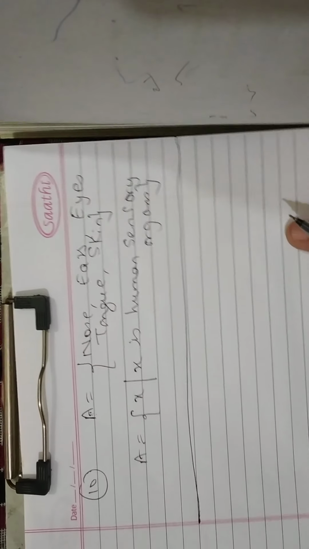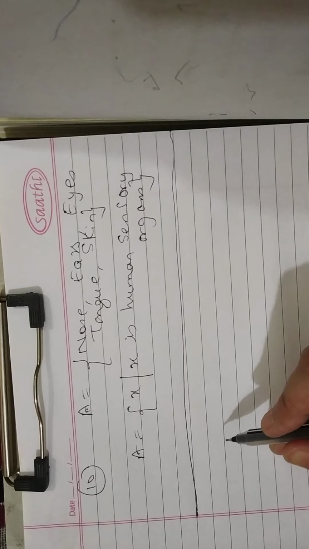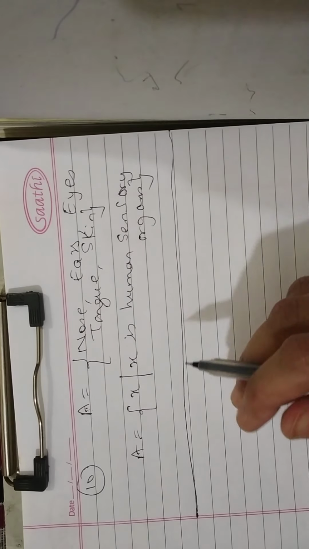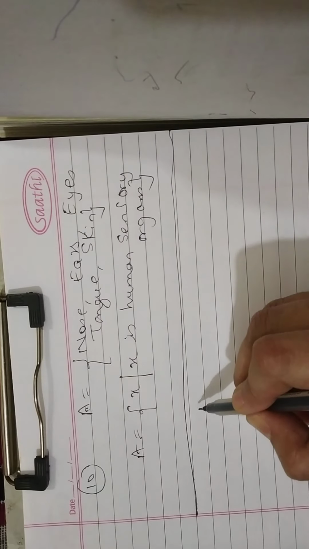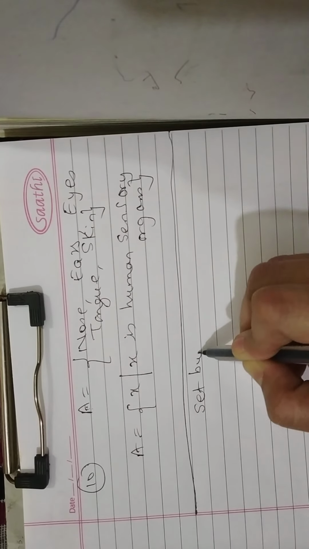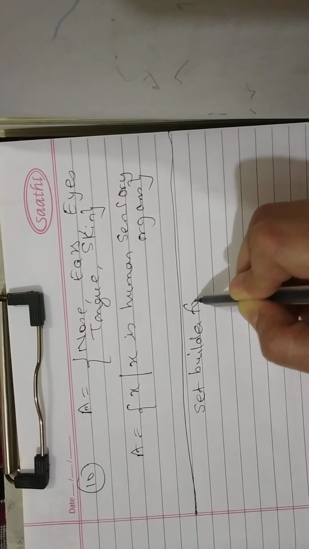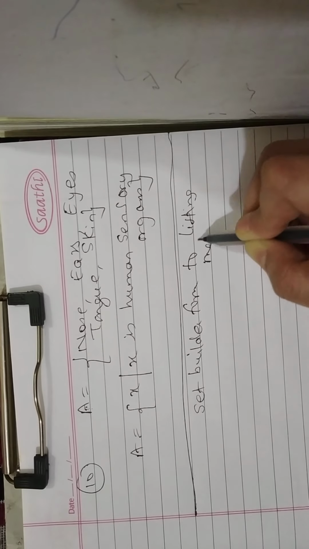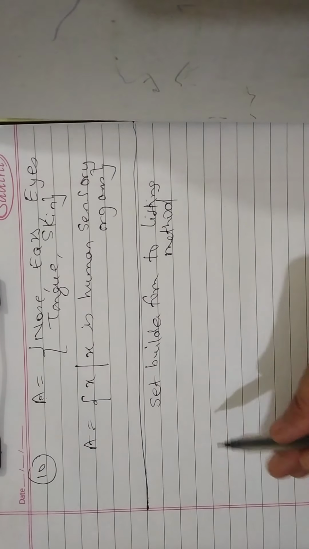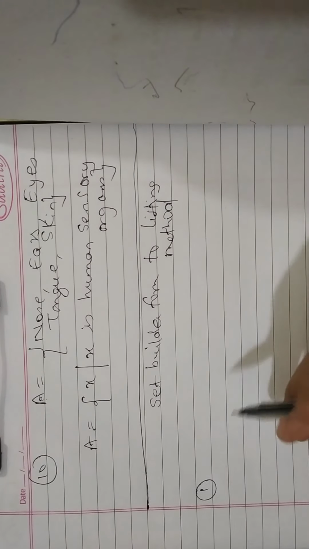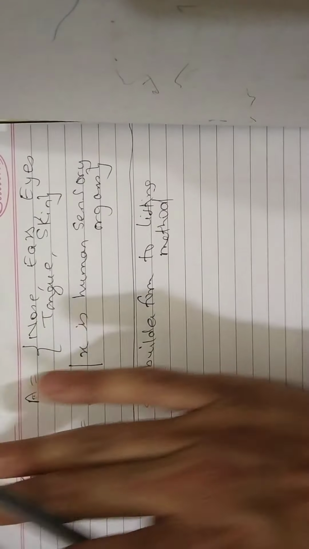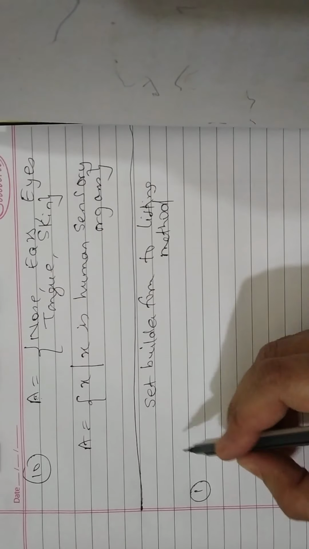Just now we are going to convert it in a different way. How are we going to convert it in a different way now? The thing first: set builder form to listing method. This is simply a sample video, so we are not going to take all the problems. I am going to take another 10 examples of set builder form to listing method. We'll take the first example.